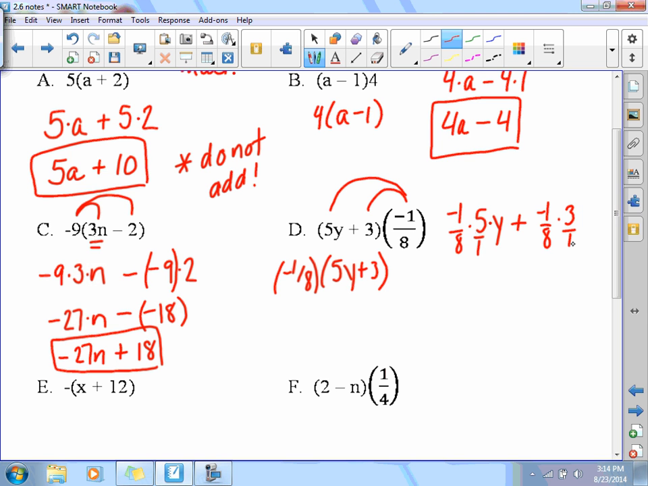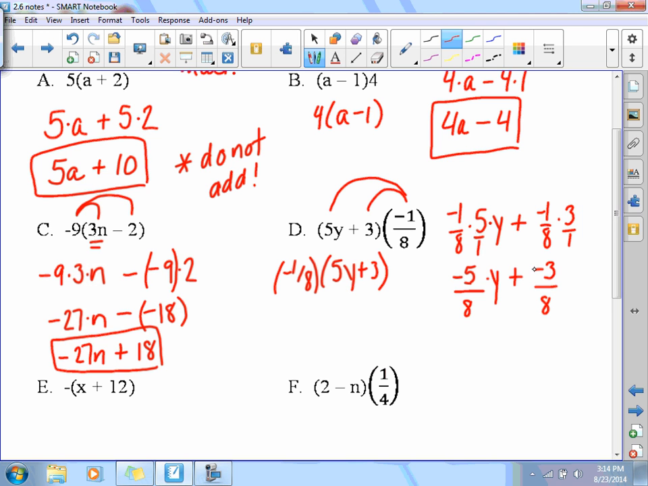So now I'm multiplying two fractions. And when you multiply fractions, you multiply straight across. So here, I can take my negative 1 times 5, which gives me negative 5. My 8 times 1, which is 8. And that'll be times y. Plus negative 1 times 3, that's a negative 3. And 8 times 1, that's an 8.